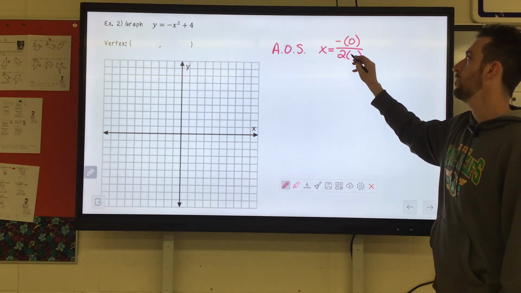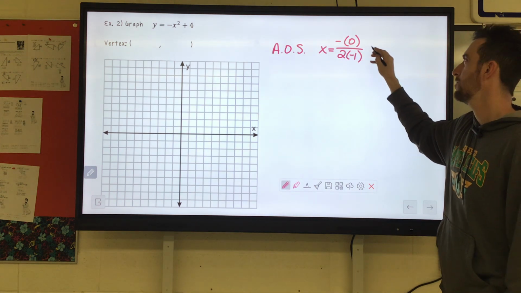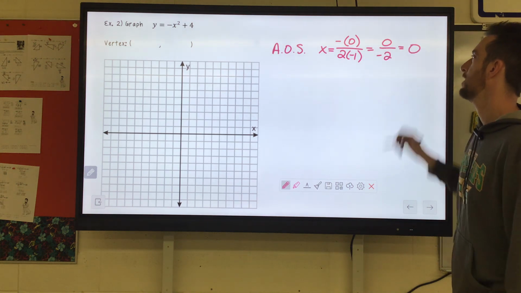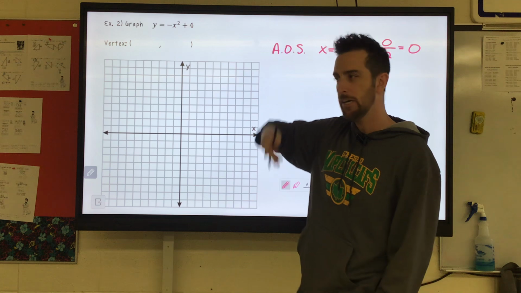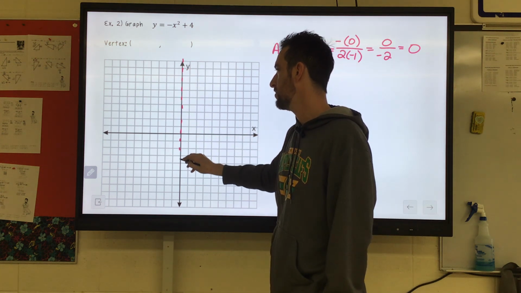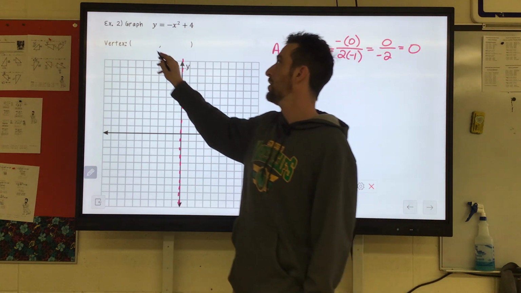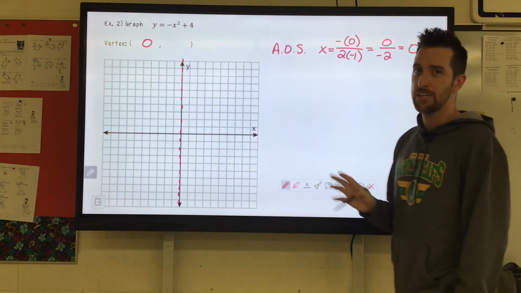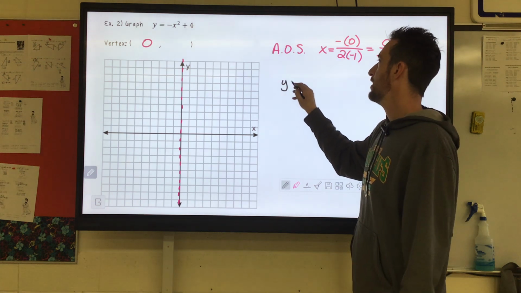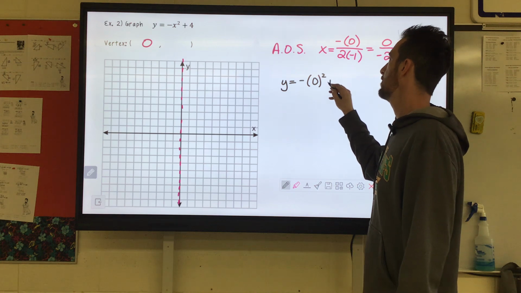A is negative 1. Now, simplifying this, there's no such thing as negative 0, so it's still going to say 0 over negative 2, and 0 divided by anything is 0. So our axis of symmetry is right at 0. It's just the y-axis is our axis of symmetry on this one. And that 0 for our x is the x-coordinate of our vertex. To figure out the y, you plug it back in. So we have y equals negative 0 squared plus 4.